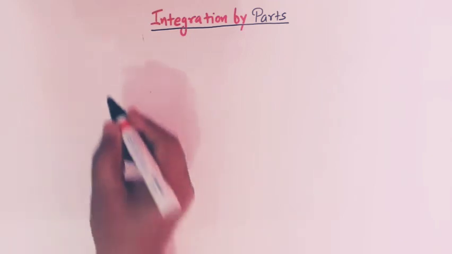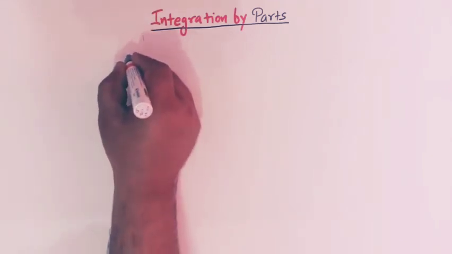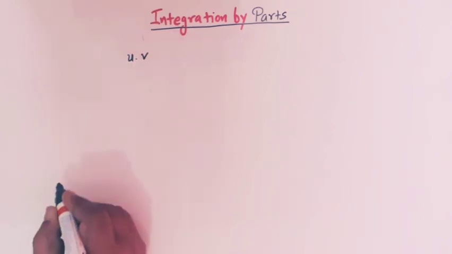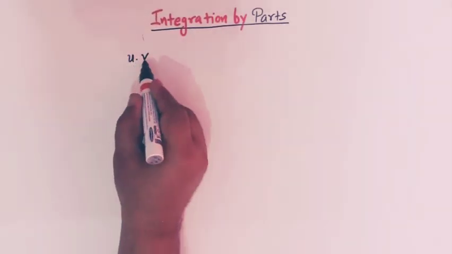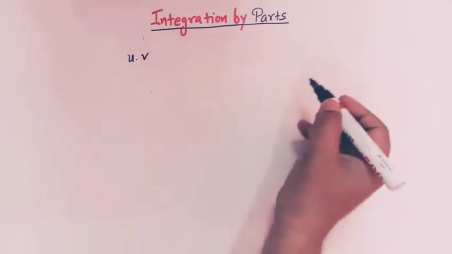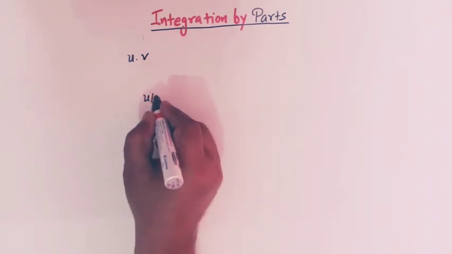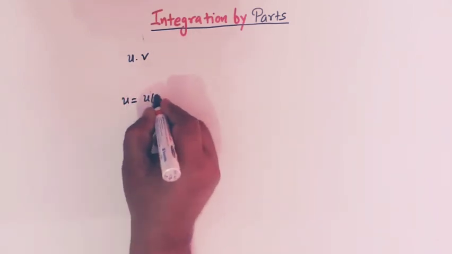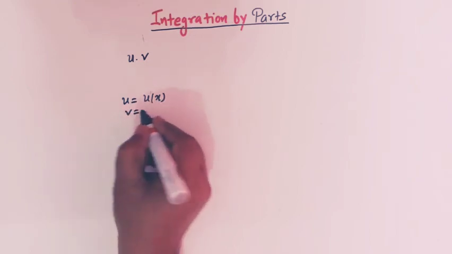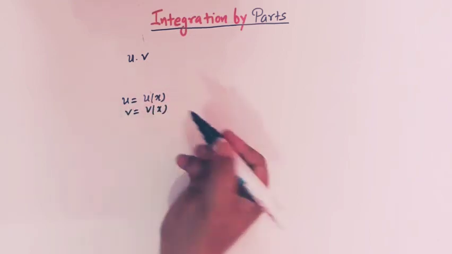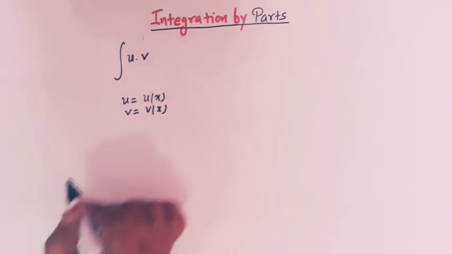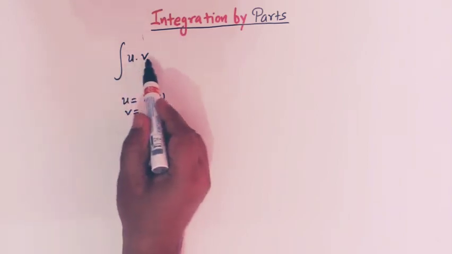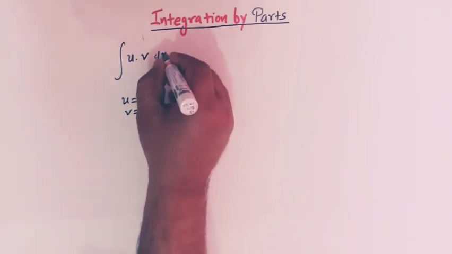So let us start. Suppose we have the product of two functions, say u and v, right? And u and v are functions of x, that is u is a function of x and v is also a function of x, and we have to integrate the product of these two functions with respect to x.